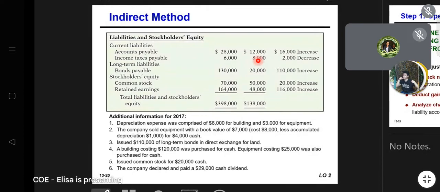So in this case, from 12 to 28, there is an increase of 16. So this will contribute to an increase in cash. Here in taxes payable, from 8,000 to 6. Is that a 2,000 addition or subtraction to cash? What will happen to cash? In 2016, income tax payable was 8,000, and in 2017 it became 6. What happened to the 2,000?